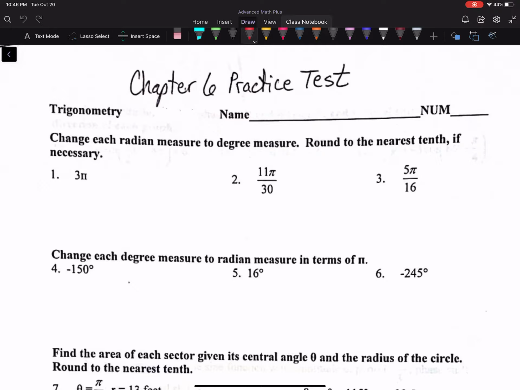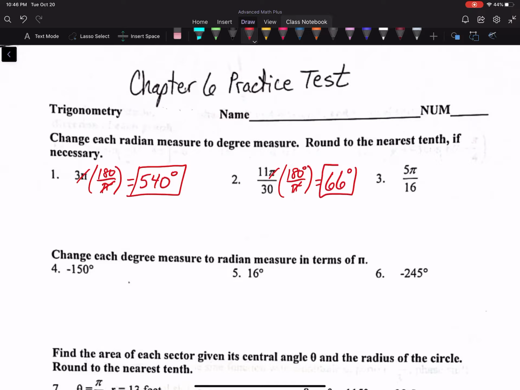All right, so 1, 2, and 3, we are going from radians to degrees, and it says round to the nearest tenth if necessary. So when you do this, you are multiplying by 180 over pi. The pi's cancel, and you get 540 degrees. Piece of cake. Number 2, same thing. 180 degrees over pi. Pi's cancel. Multiply that out. You get 66 degrees.